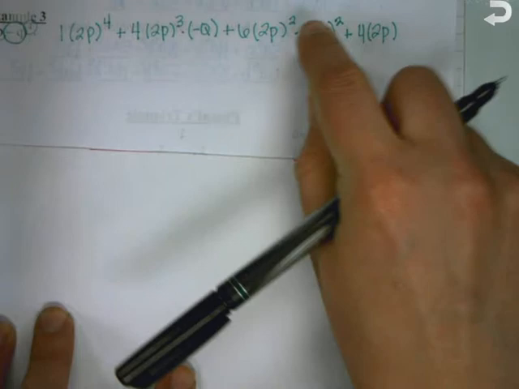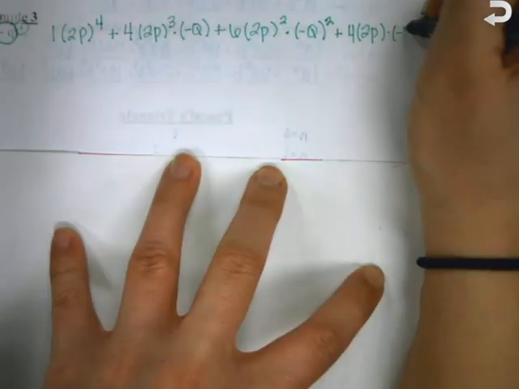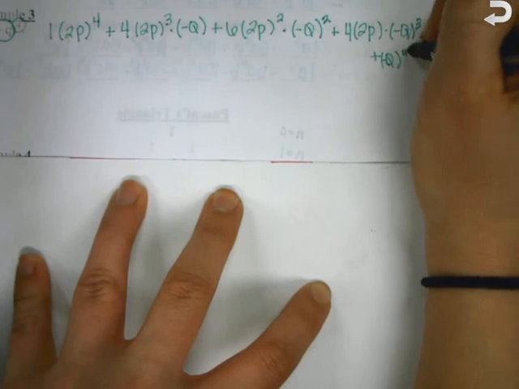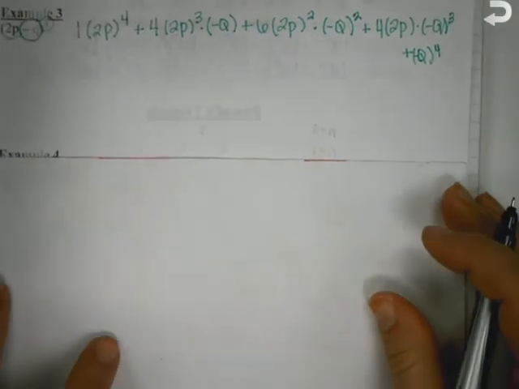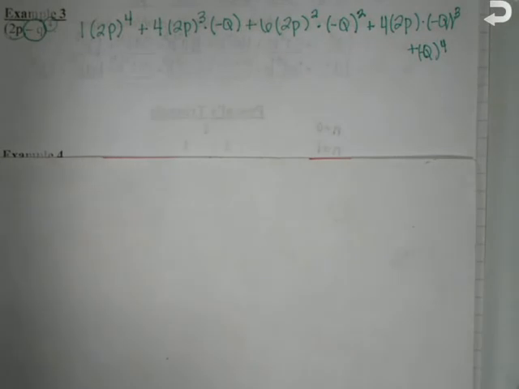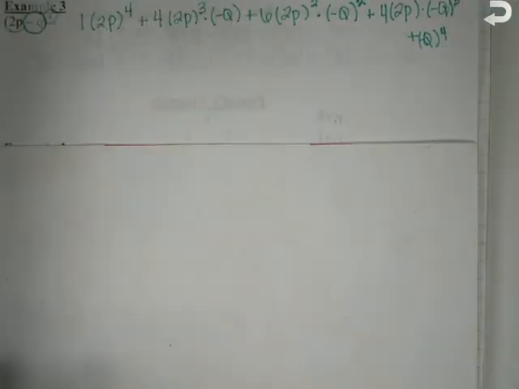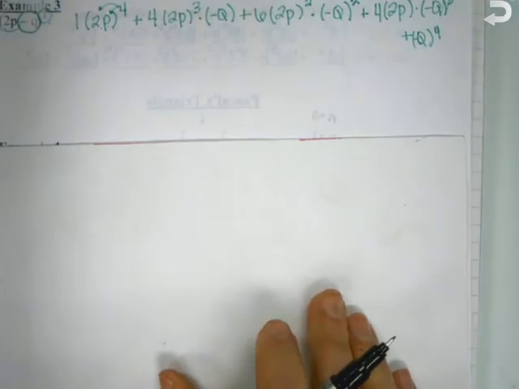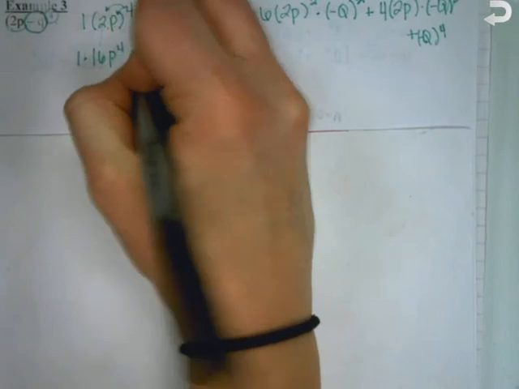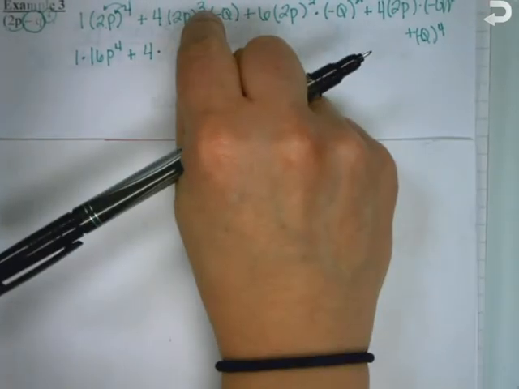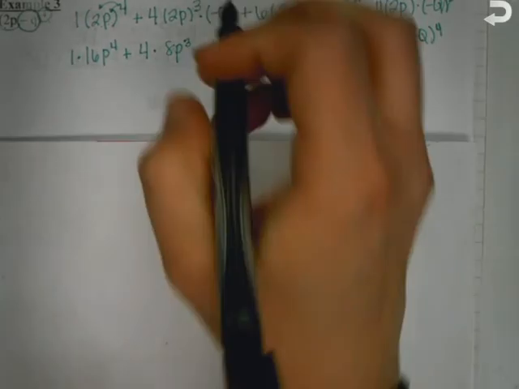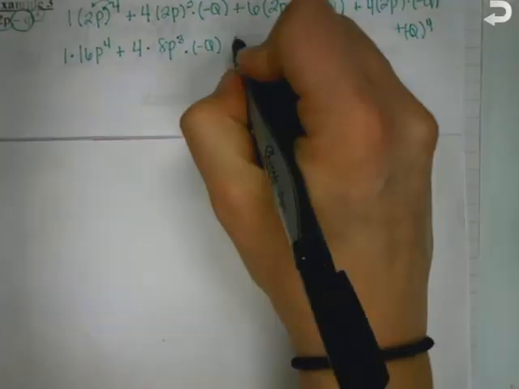Okay, you guys with me so far? Okay, even if it's not a variable by itself, put it all in parentheses, we'll simplify it all out. Okay, so 1, 2p to the 4th. Everything is being multiplied here, so I can distribute that exponent. So it's going to be 1 times, what's 2 to the 4th? 16, p to the 4th, plus 4 times 2 to the 3rd is 8, p to the 3rd, right? Times negative q. Plus 6 times 2 to the 2nd is 4, p to the 2nd times, what's negative q squared? Positive q squared, right?